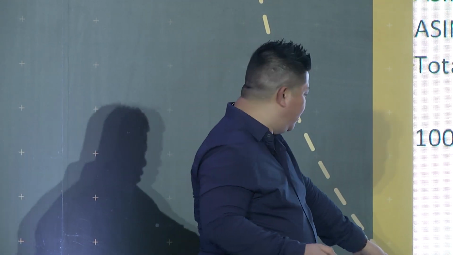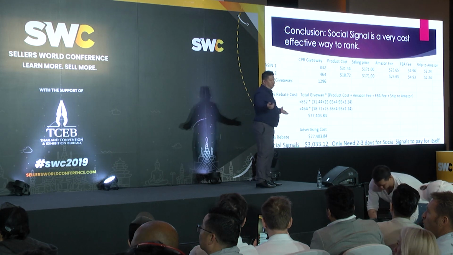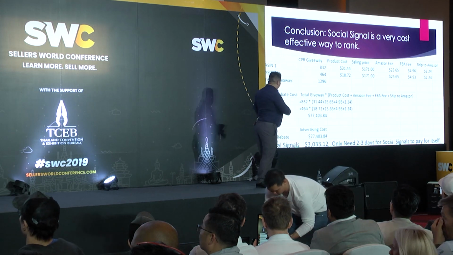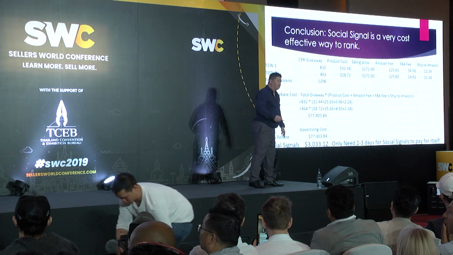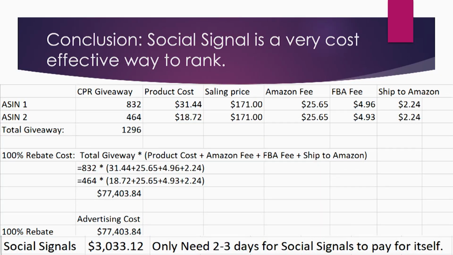I'm not even talking about that $2 or $4 fee. I didn't even add that in. So it could be more, right? And then the social signal is $3,000. But in about 2 or 3 days, you can recoup that money really quick. So remember, $74K, right? There's a savings of $74K. This is very important.